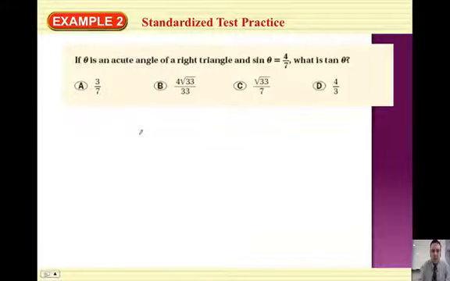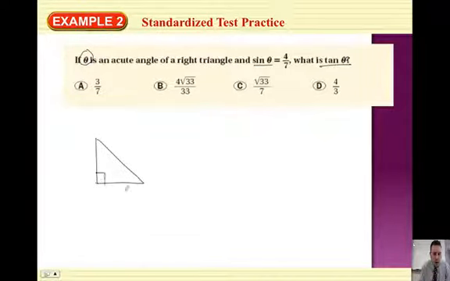Second type of example: if theta is an acute angle of a right triangle and sine of theta is 4/7, what is tangent? The best way to approach these problems, actually any problem if you can, is to draw a picture. It says right triangle, so draw a right triangle, any right triangle will do. Put theta as an acute angle. Both of these are acute, so it doesn't matter. We'll put it down here, up here, doesn't matter. And sine of theta is 4/7.